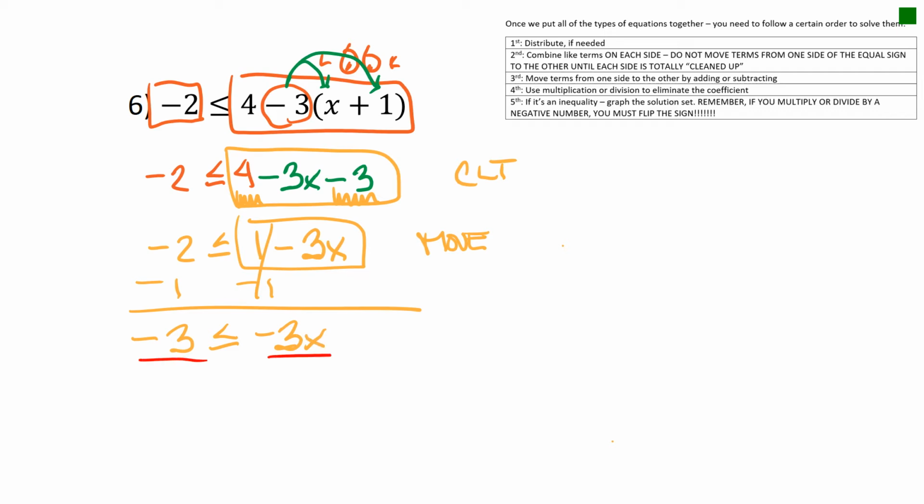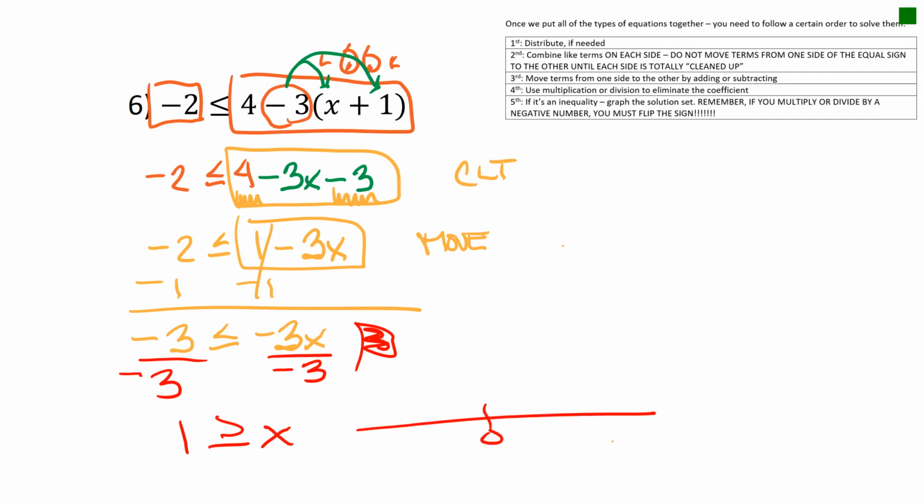I'm going to divide by negative 3 because that's the coefficient of the x. And at this point, red flags, bells and whistles are going off. I have to flip the sign because I divided by a negative. So 1 is included, greater than or equal to, but 1 is bigger than my answer, which means my answer is smaller than 1.